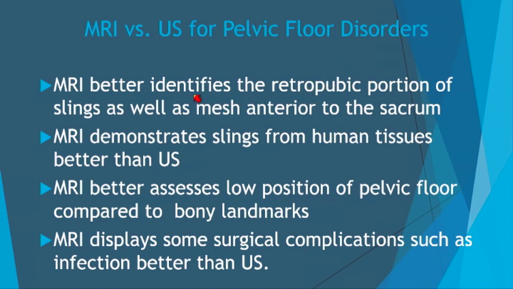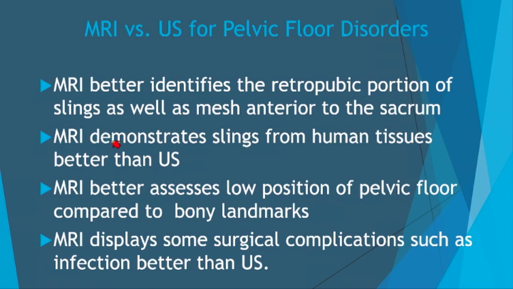Now, first of all, we find that MR is better in identifying abnormalities in the retropubic portion of the pelvis as well as anterior to the sacrum. Remember the symphysis? Whenever we look at the symphysis, there's always some shadowing posterior to the symphysis. So that area just posterior to the symphysis is very difficult for us to evaluate. Furthermore, anterior to the sacrum is just too deep. I mean, we just cannot see it. And so abnormalities in those particular regions are much better identified by MR.